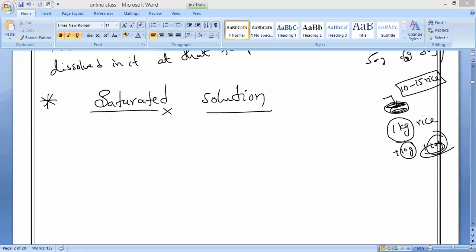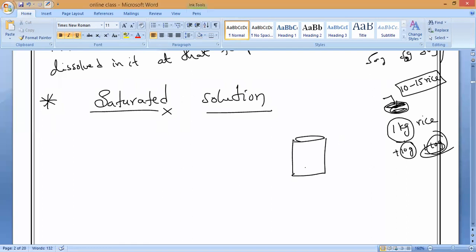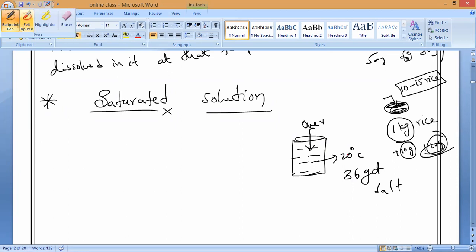So, for example, if we take salt solution at 20 degrees Celsius, maximum how much can it dissolve? 36 grams of salt it can dissolve. Now, already how much dissolved? 36 grams over. Now, if I add further, what will happen? No more dissolution. It will settle down. So that is what we call saturation.